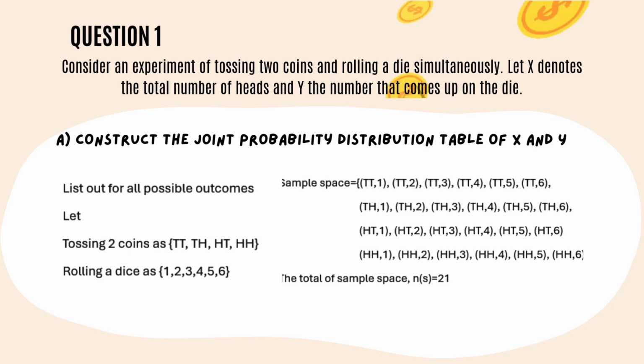For the first step, we are going to list out all possible outcomes. Let tossing 2 coins be TT, TH, HT and HH, and then rolling a dice as 1, 2, 3, 4, 5 and 6. Next, we are going to list the sample space. The total of the sample space required is 21.